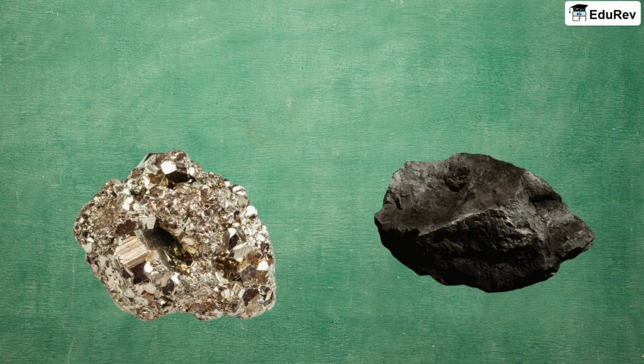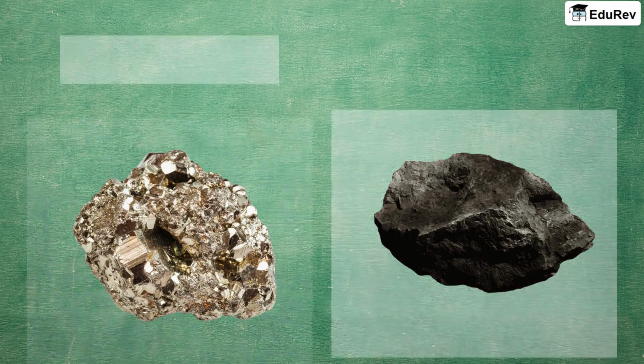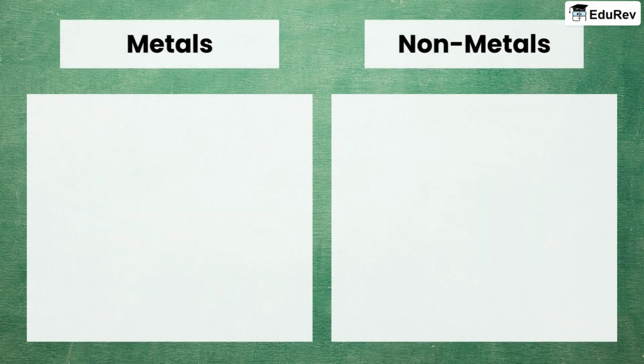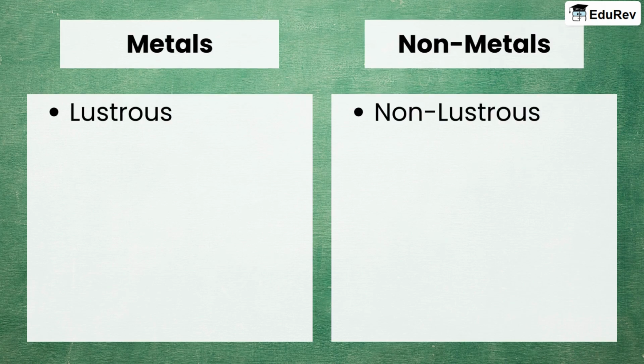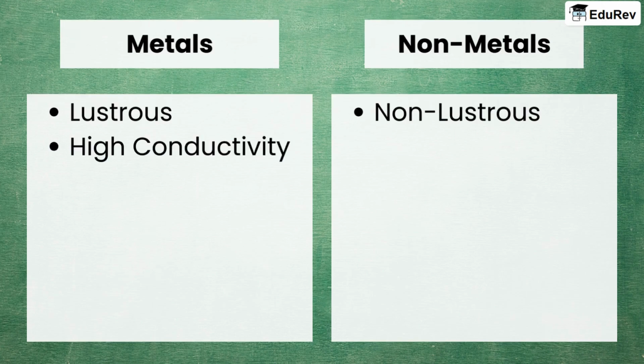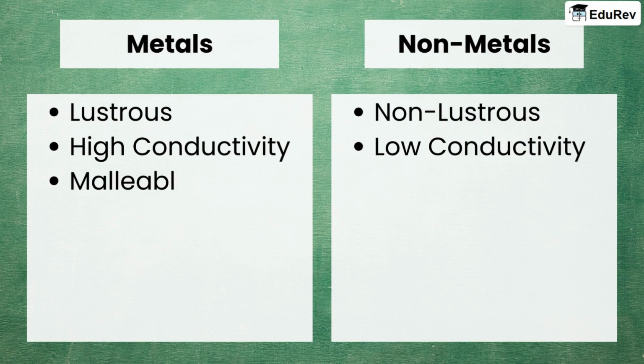So, concluding the session, we learnt that metals and non-metals have very different physical properties. Metals are lustrous whereas non-metals are non-lustrous. On one side, metals have great thermal and electrical conductivity whereas non-metals have poor conductivity. Metals can be hammered into thin sheets and drawn into wires, that is, they are malleable and ductile, while non-metals are neither malleable nor ductile, rather are brittle.